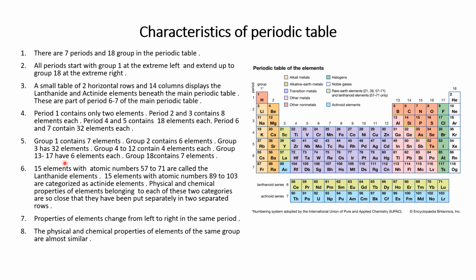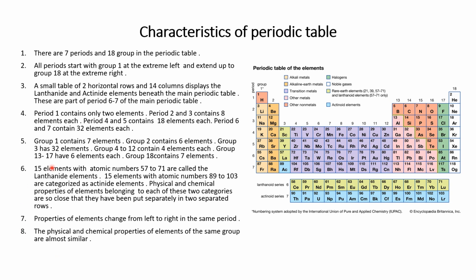Groups 13 to 17 each have 6 elements, and groups 4 to 12 contain 4 elements each. Group 4 to 12, you see 4 elements. Group 18 contains 7 elements.